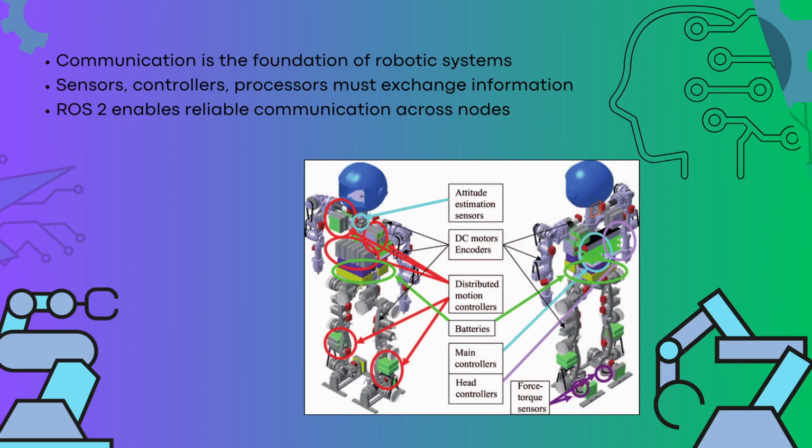Let's start. Communication is the foundation of any robotic system. Think about it. A robot is made up of sensors, controllers, and processors. All of them need to exchange information constantly to make decisions and act intelligently. That's exactly where ROS2 comes in. ROS2 makes it possible for multiple nodes to communicate with each other reliably over a network.